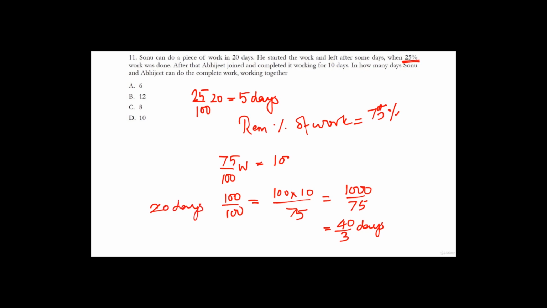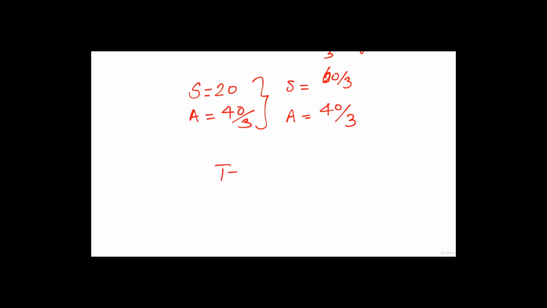Now Sonu takes 20 days to complete the work and Abhijit takes 40 by 3 days. To make the calculation simpler, we will say Sonu takes 60 by 3 days to complete the work and Abhijit takes 40 by 3 days. The total time taken if they are working together is given by the formula AB by A plus B, which is 60 into 40 whole divided by 3 into 3, whole divided by 40 by 3 plus 60 by 3.